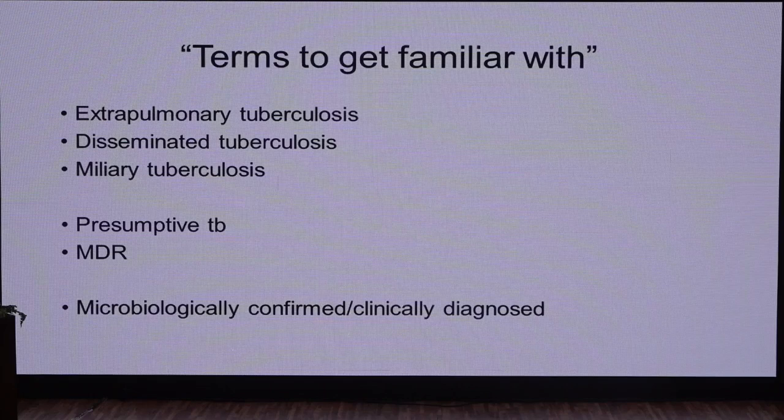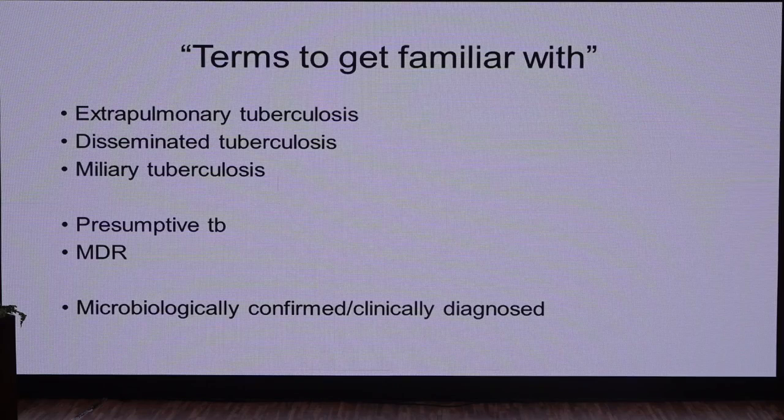So there are a few terms I want all of you to get familiar with. What is extrapulmonary tuberculosis? All of you know. Tuberculosis not involving the lungs, that we label as extrapulmonary tuberculosis. What is disseminated tuberculosis? Tuberculosis involving more than two non-contiguous organs. So if lungs and pleura are involved, we don't call them non-contiguous, so they'll be the same entity. But if lungs and abdomen or lungs and CNS are involved, we label them as disseminated tuberculosis.